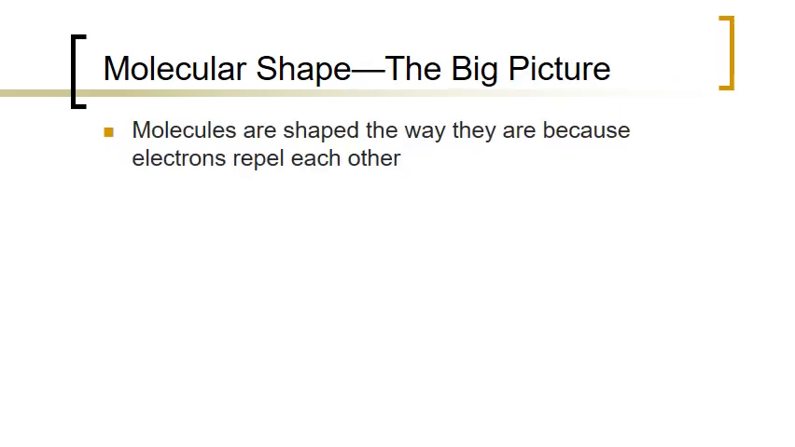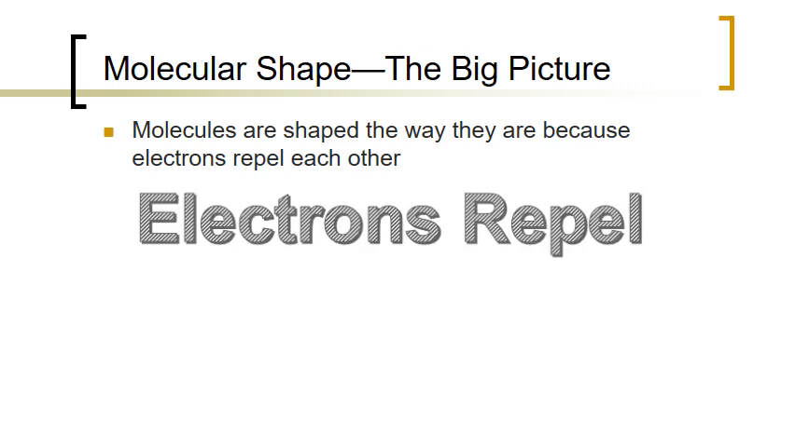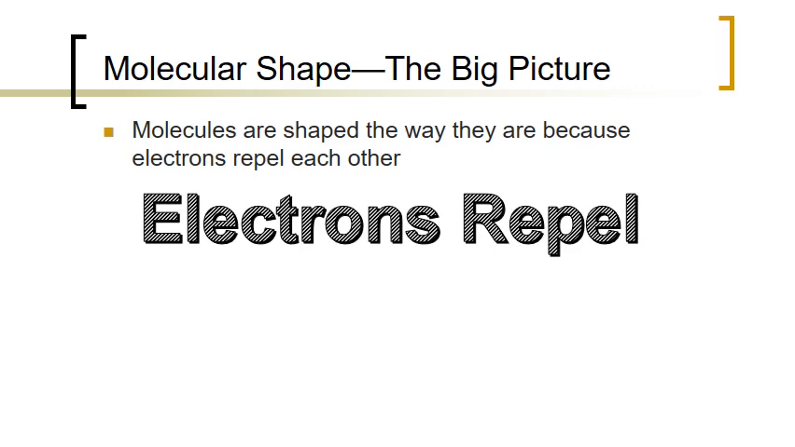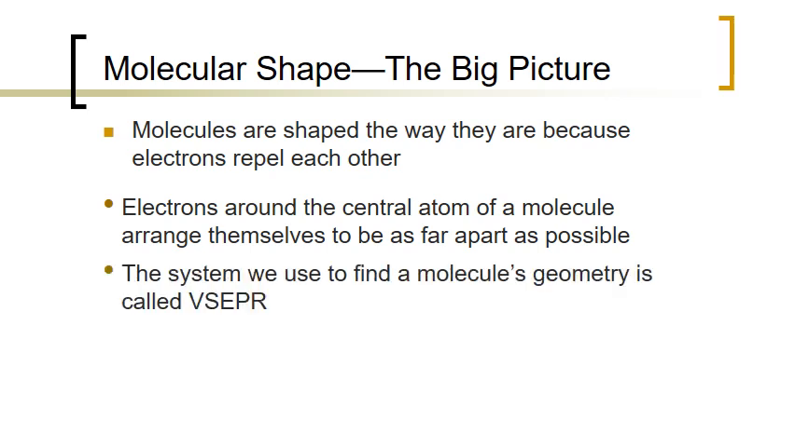Molecules are shaped the way they are because electrons repel each other. That's the most important point over all the stuff we're about to go through. In fact, I'll say it again. Electrons repel each other. Electrons around a central atom of a molecule arrange themselves to be as far apart as possible. And that's how we get the shapes in the electron pair geometries.